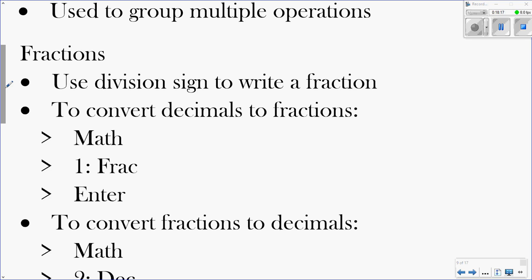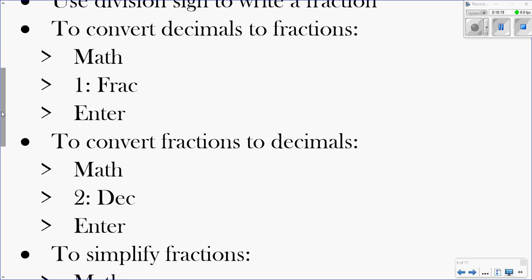If you wanted to do it the other way around, that fraction that you have on your screen, leave it there, go to math, which is under the alpha green button, then scroll down to number 2, which says Dec for decimal. And then you press enter again. And what do you see? 0.25. So this is a trick for any time you use a calculator and you have a decimal and you want to see what the fraction is, you use that feature.